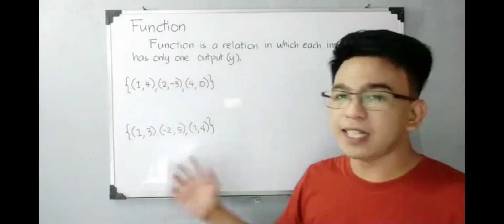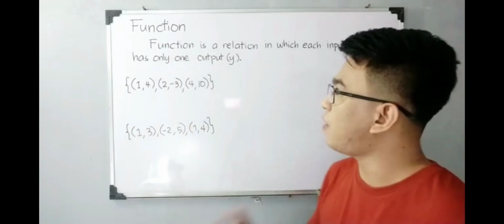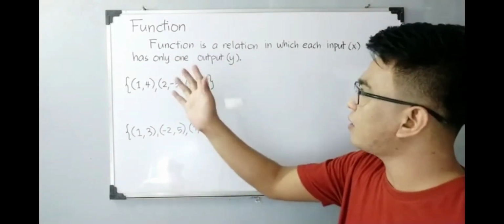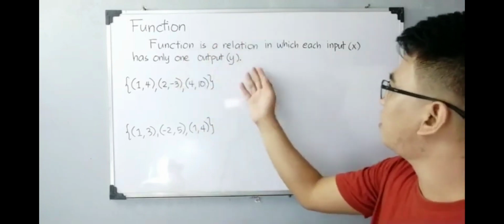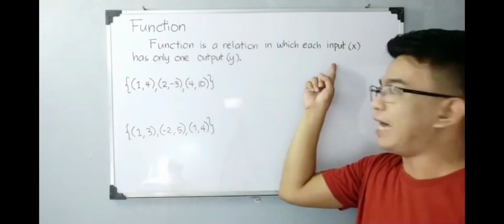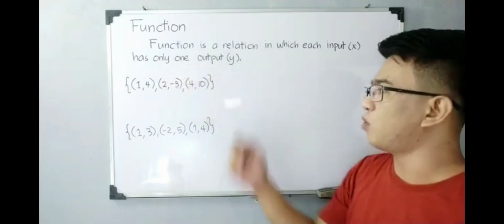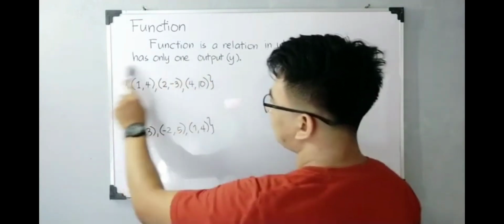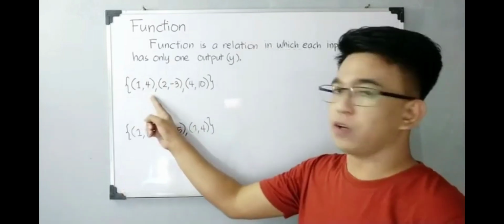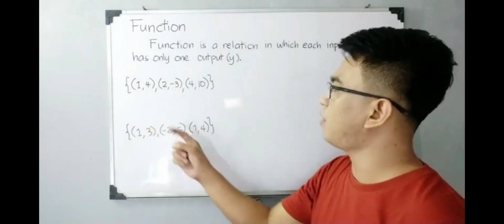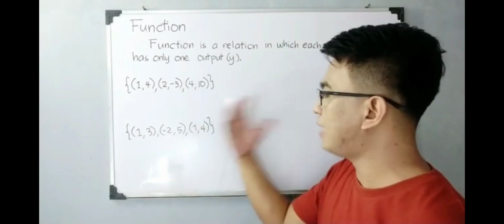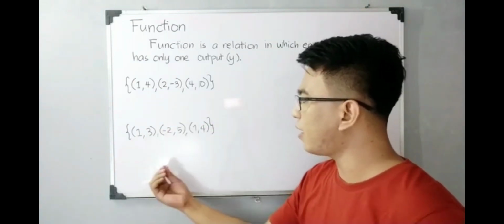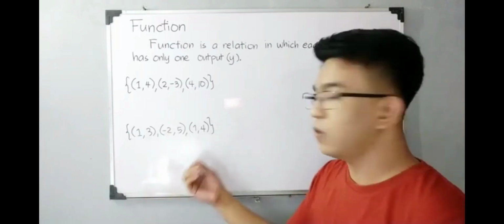Now, I have here two different relations. So, check natin alin sa dalawang to ang example ng function as we elaborate this definition. Sabi dito again, function is a relation in which each input x has only one output y. So, I want you to observe the first set of ordered pairs. We have (1, 4), (2, -3), (4, 10). While the other set of ordered pairs, we have (1, 3), (-2, 5), (1, 4).